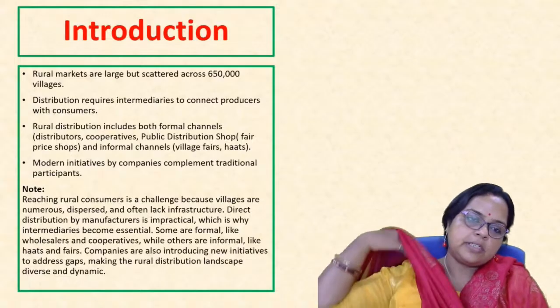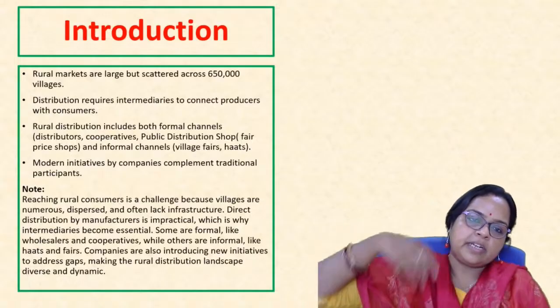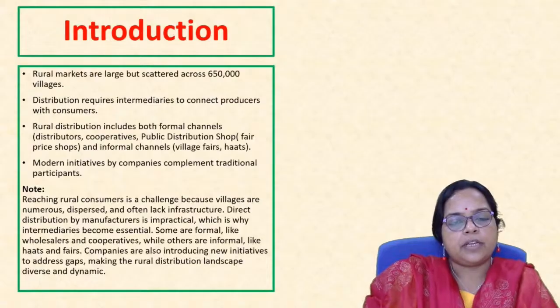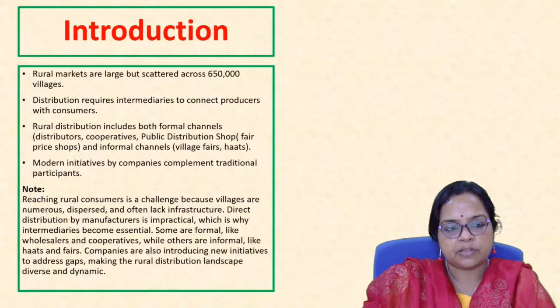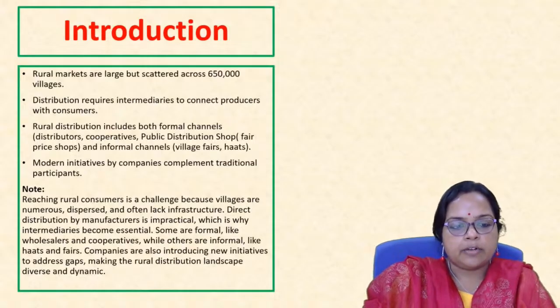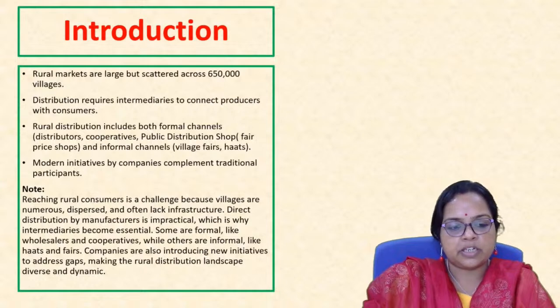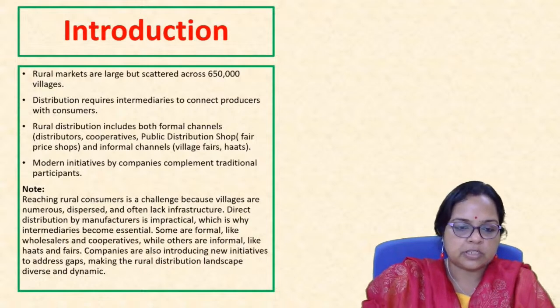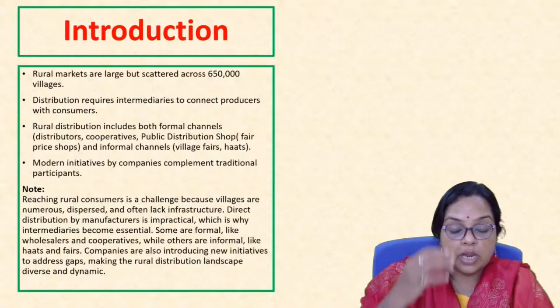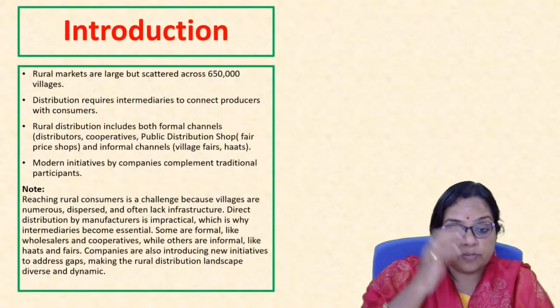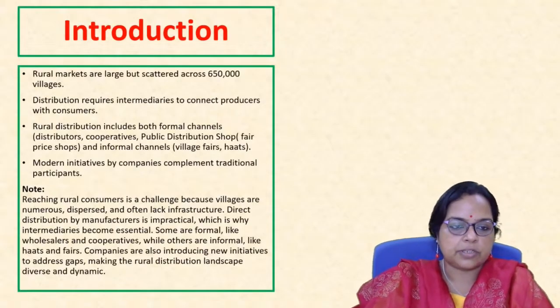Let's introduce the unit. Rural markets are large but scattered, which we have already understood. There are almost 6,50,000 villages. Reaching the rural consumer is a challenging process because villages are numerous and dispersed in nature, due to connectivity issues and the poor infrastructure that we all discussed in the last unit.